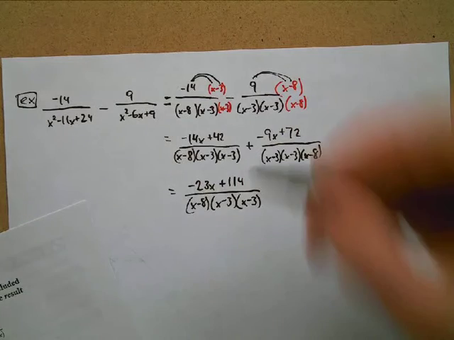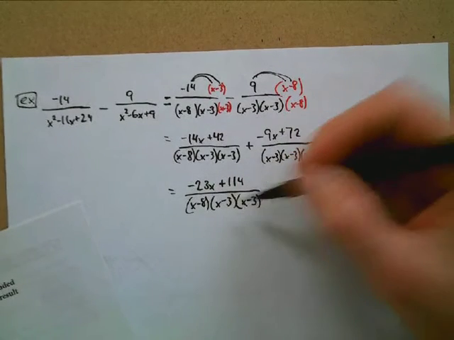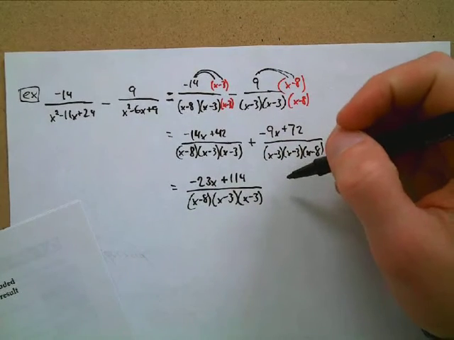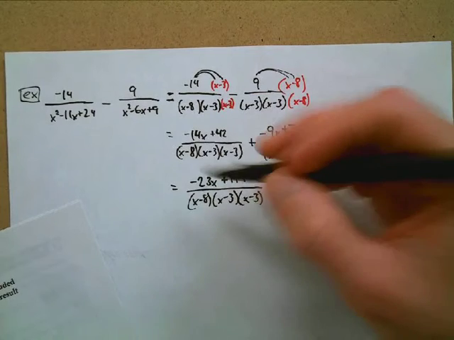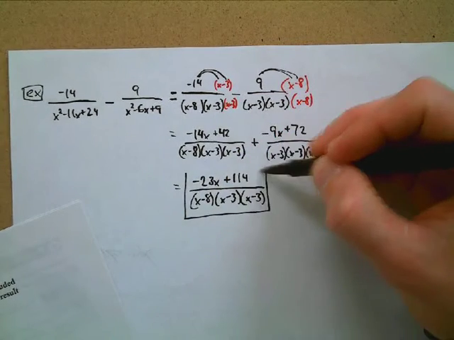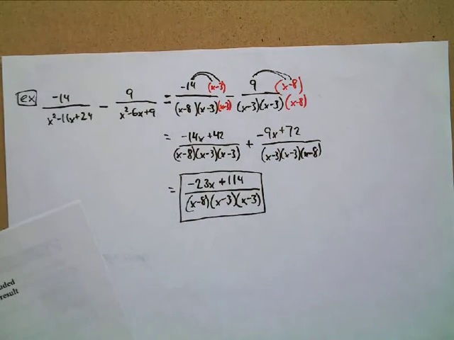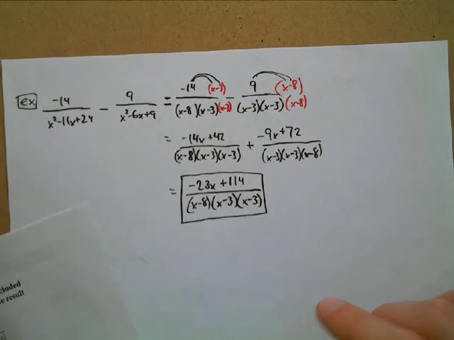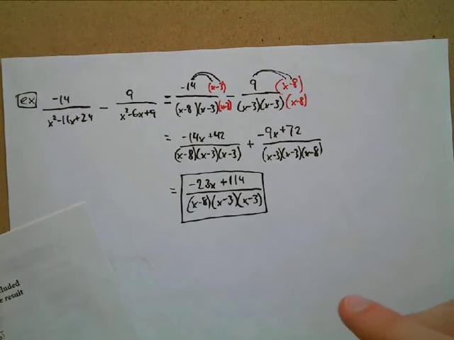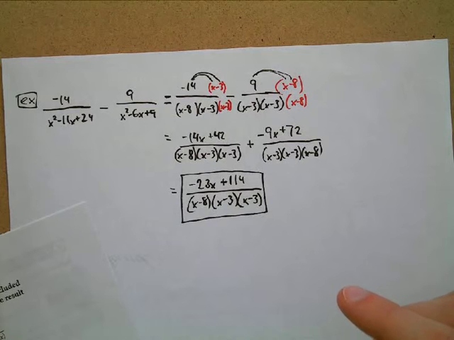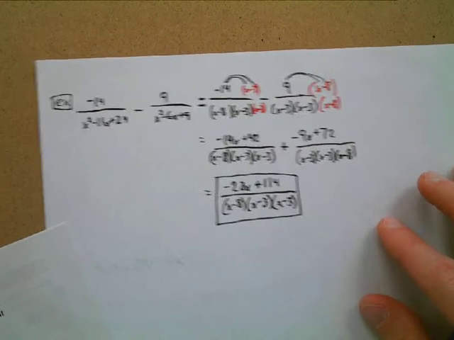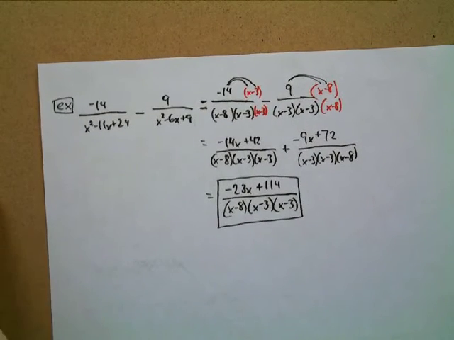Now in this case, there's no way to factor that numerator anymore, so this is as simple as we get. You don't need to multiply your denominator back out. You can leave it unmultiplied there. All right, questions on any of that? Want to try one for yourself here?